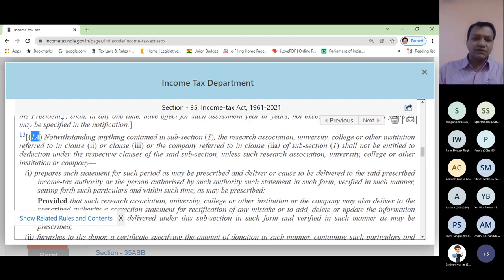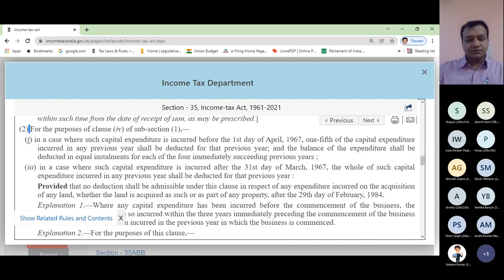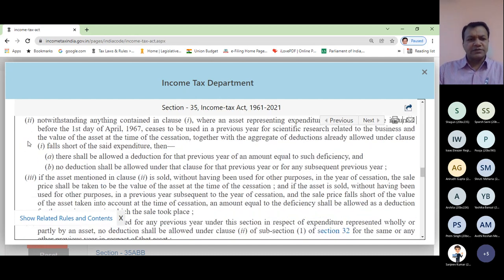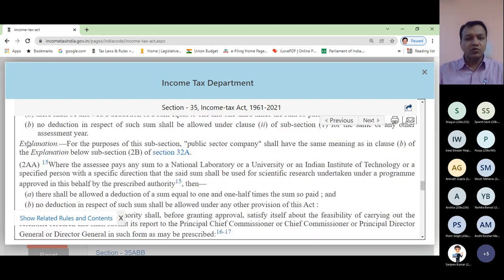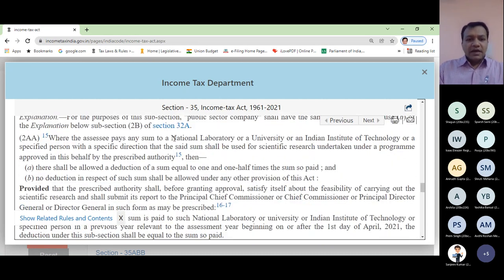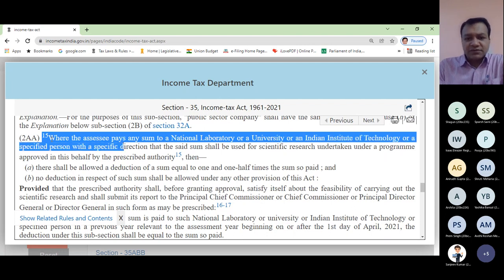Section 35 subsection 1A, subsection 2, and conditions. Subsection 2A, 2AA. As you can see, these words which I have told you, national laboratories. Let me read for sample purposes. Where the assessee pays any sum to a national laboratory or a university or an IIT or a specified, etc., that the sum be used for scientific research.